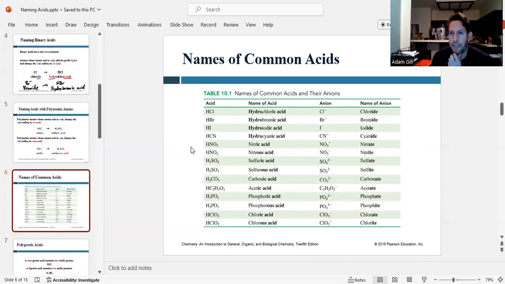So here's a chart showing the names of most common acids. Hydrochloric, hydrobromic, hydroiodic, and nitric, nitrous, sulfuric, sulfurous. And so you can see here, once again, if it ends in IDE for the anion, we add hydro and then change it to ic acid. If the polyatomic ion ends in ATE, we just change it to ic acid. And if it ends in ITE, we change it to OUS acid.